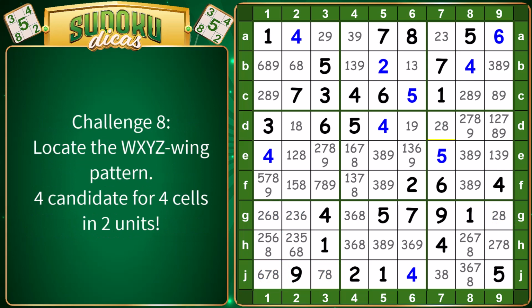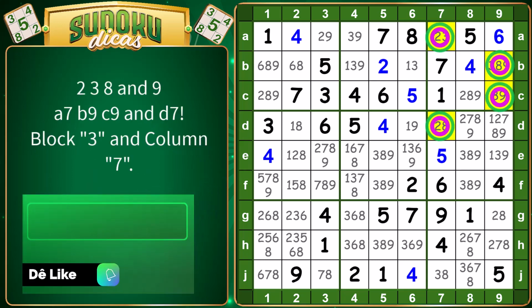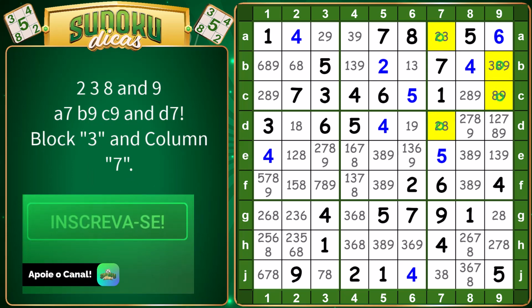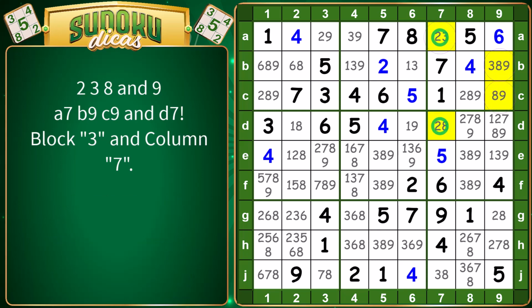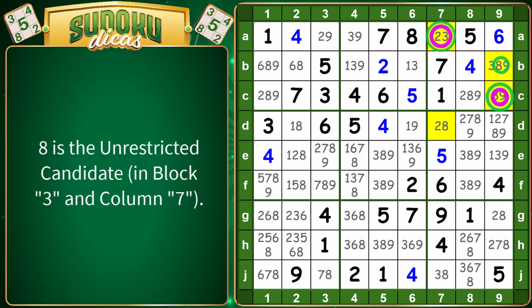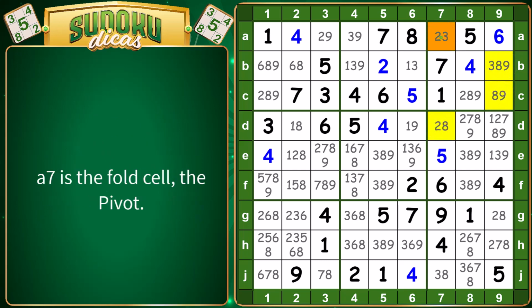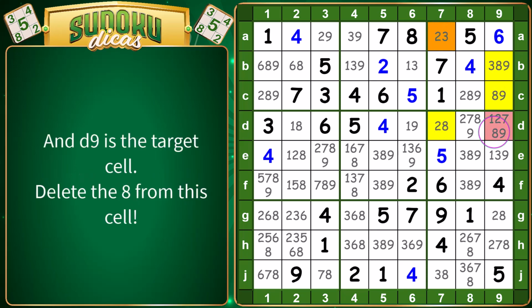Challenge 8. Locate the WXYZ-Wing pattern. 4 candidates for 4 cells in 2 units. 2, 3, 8 and 9 in A7, B9, C9 and D7. Block 3 and column 7. 8 is the unrestricted candidate in block 3 and column 7. A7 is the fold cell, the pivot. And D9 is the target cell. Delete the 8 from this cell.